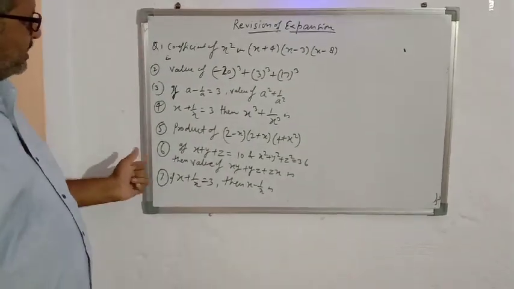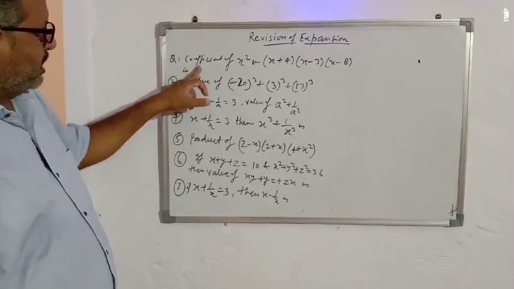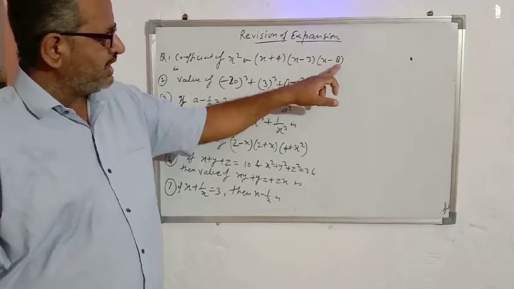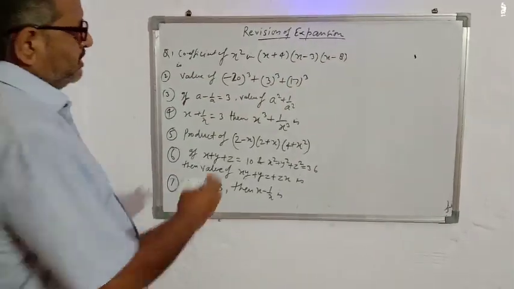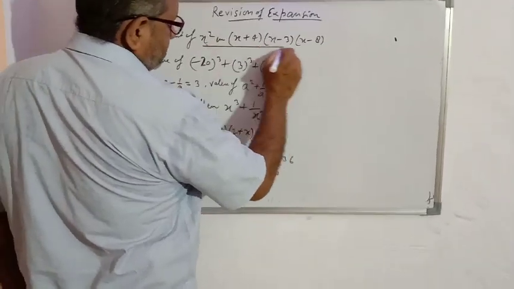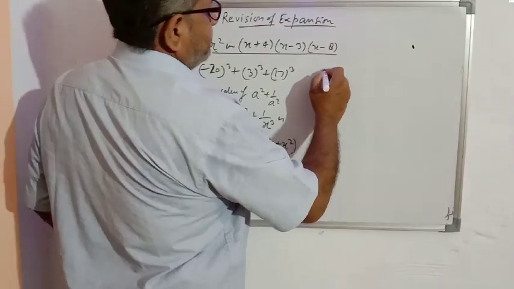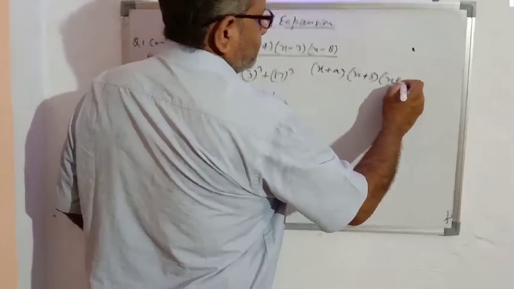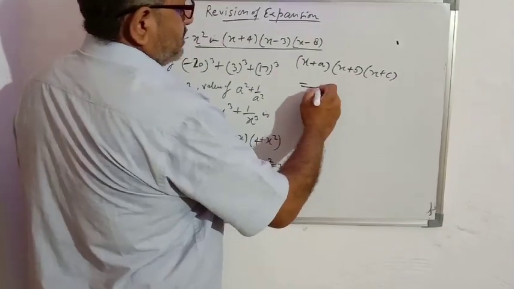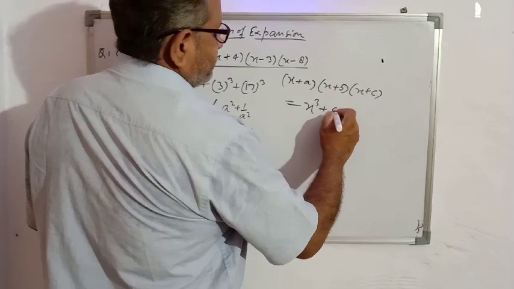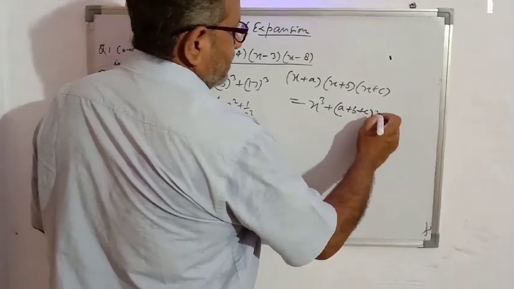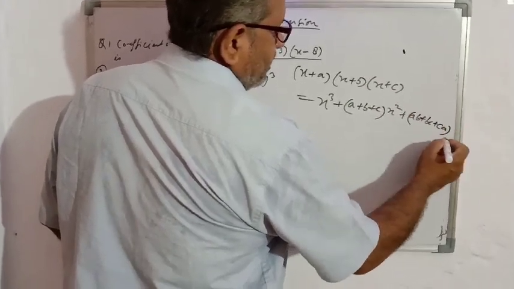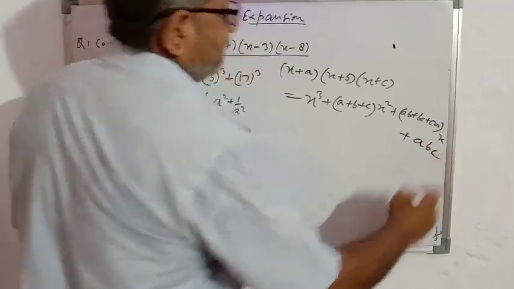I have taken few questions here. How we will do this question? First question is: coefficient of x square in (x plus 4)(x minus 3)(x minus 8) is... what is the coefficient of x square in this product? So we know that (x plus a)(x plus b)(x plus c) expands to x cube plus (a plus b plus c) x square plus (ab plus bc plus ca) x plus abc.